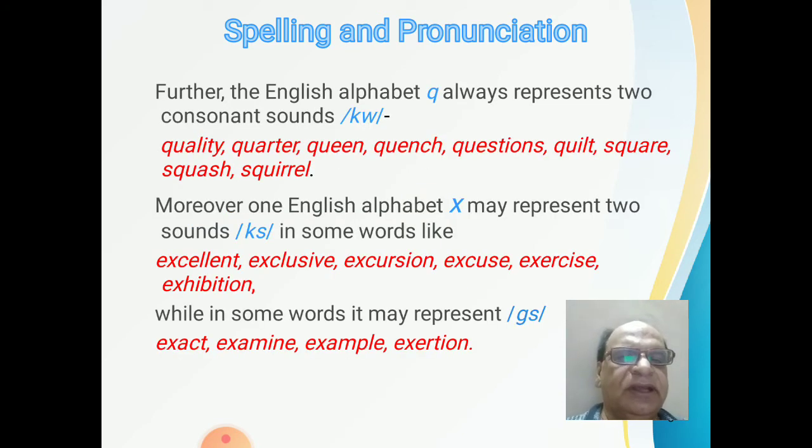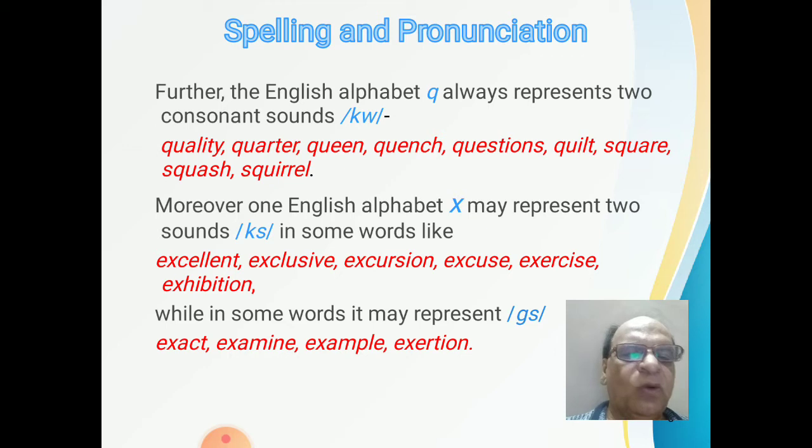Again, the English alphabet Q always represents two consonant sounds. This is a major problem. Q represents K and W. Qua. These two sounds together are represented by Q alphabet. Look at these words. Quality, quarter, queen, quench, question, quilt, square, squash, and squirrel.